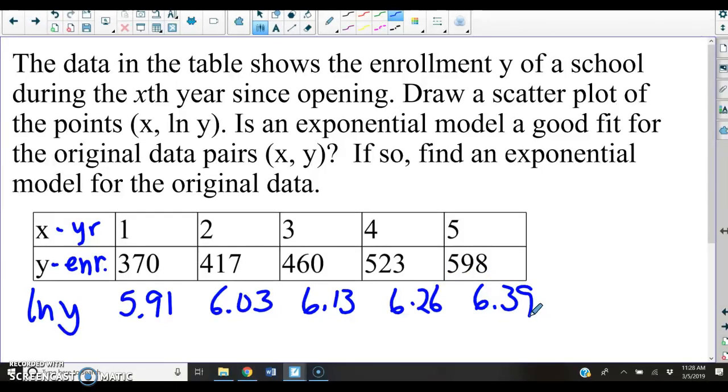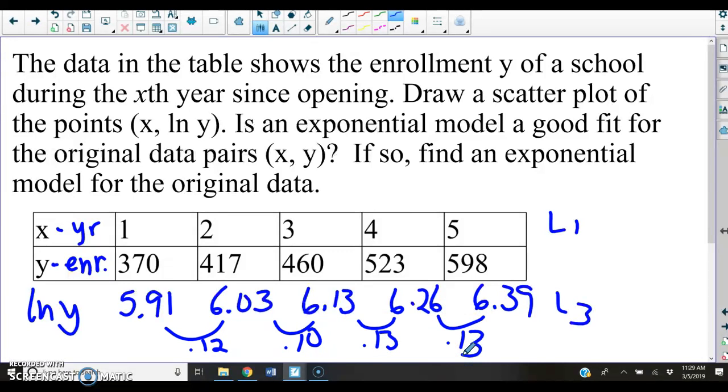Okay, then you could do a stat plot and use list 1 and list 3 and see. But what I noticed is this went up 0.12, this went up 0.10, this went up 0.13, this went up 0.13. So I realized, okay, my slope is really close to 0.12 if I look at it over the long haul. Because these two are one above 12 and this one's one or two below 12. So I thought the slope looked really close to 12. So I thought it was linear.